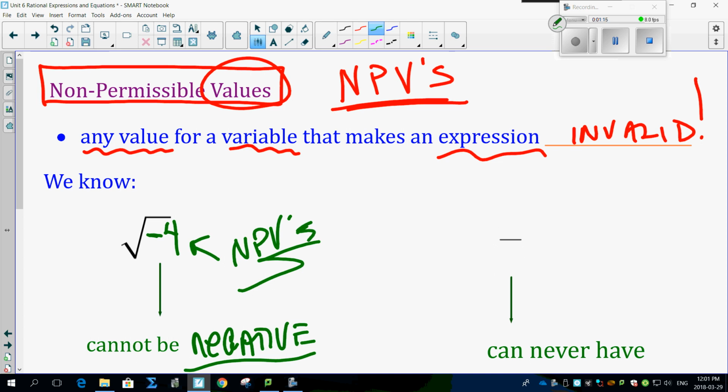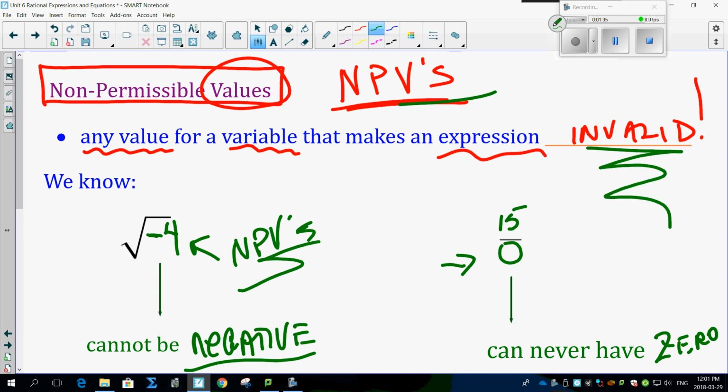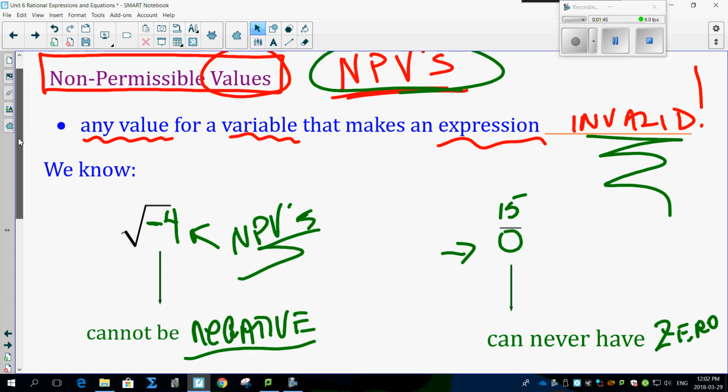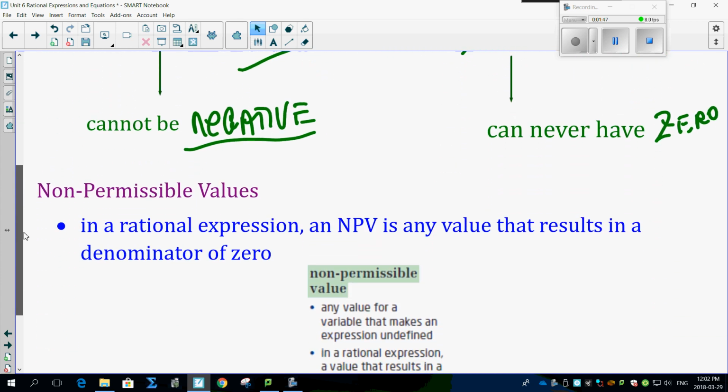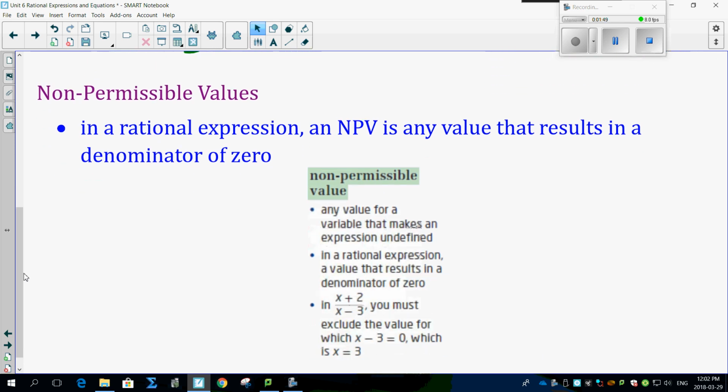Take a look at this. When we're looking at a fraction, I could put any number I want up here, let's say 15. But what can the denominator not be? Well, the denominator can never be 0. You can never have a 0 as a denominator because that makes the expression invalid, and we basically say, don't go there. So when you think of non-permissible values, think of that, don't go there.